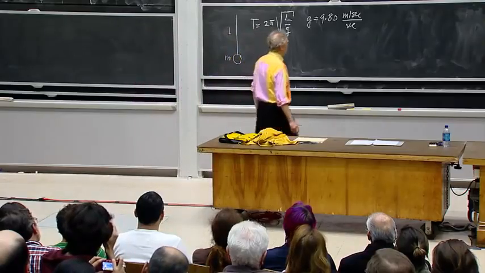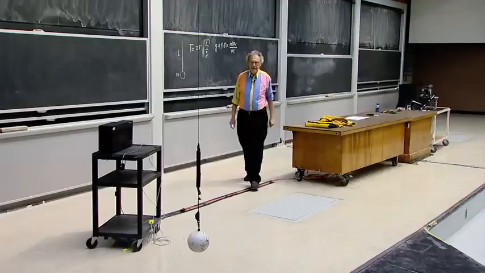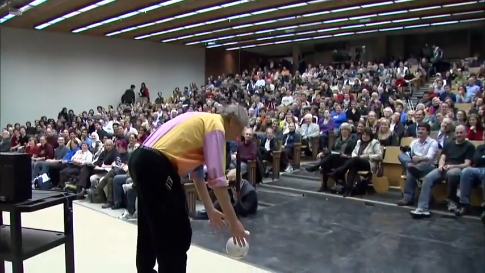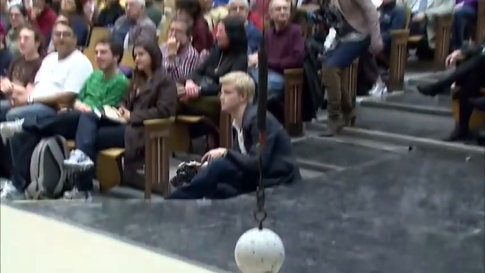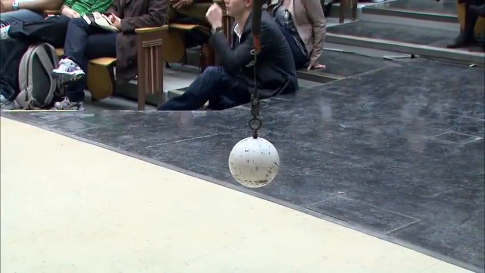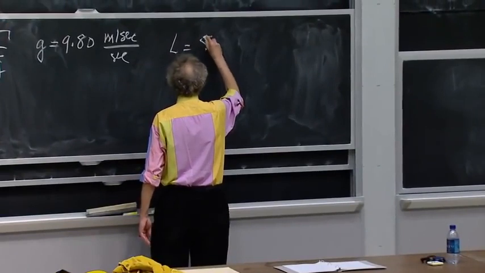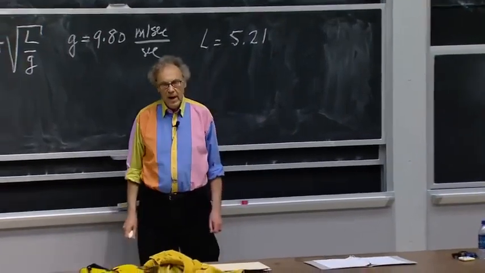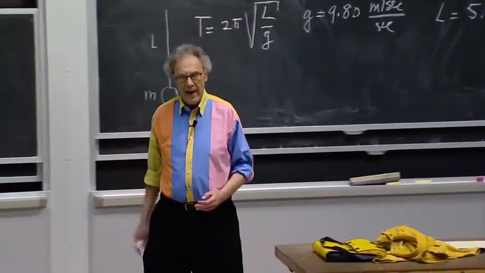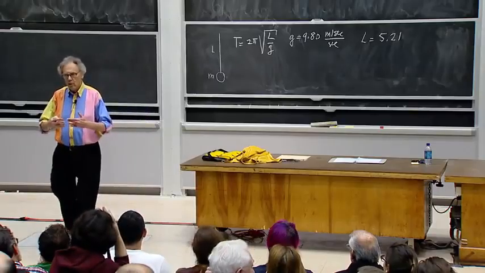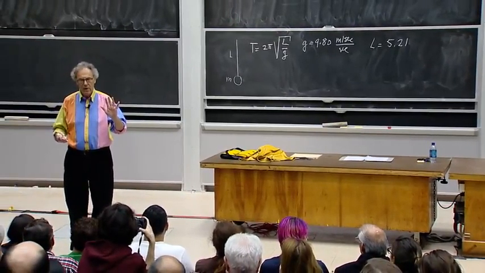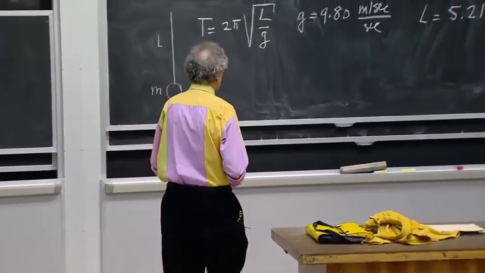Our pendulum that we have here is really the mother of all pendulums. Look at it. 15.5 kilograms, and the length of this pendulum is 5.21 meters. However, you must understand that it is very difficult to measure that to very high accuracy. And so there is an uncertainty in the measurement of the length that we have to be honest about, because we are physicists after all, and the uncertainty we estimate is about 5 centimeters. So we could be off by 5 centimeters.